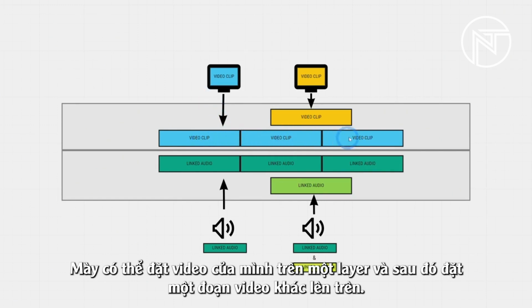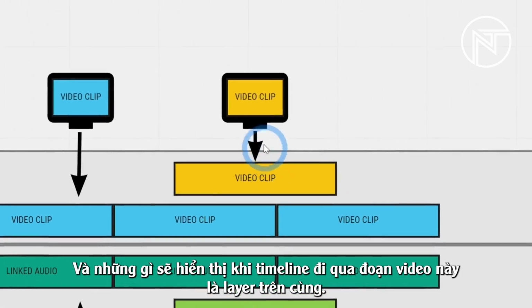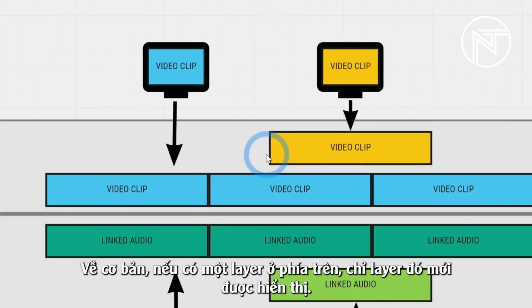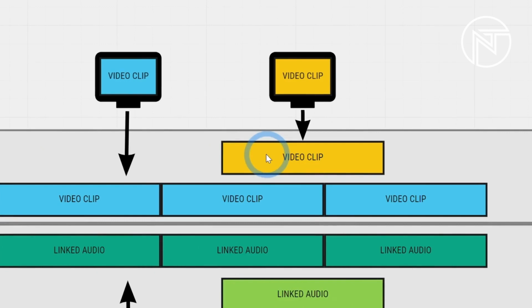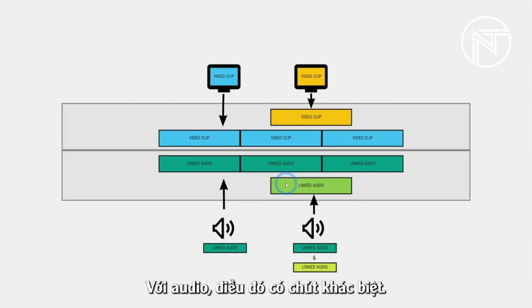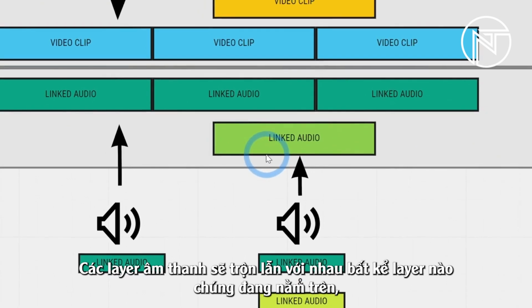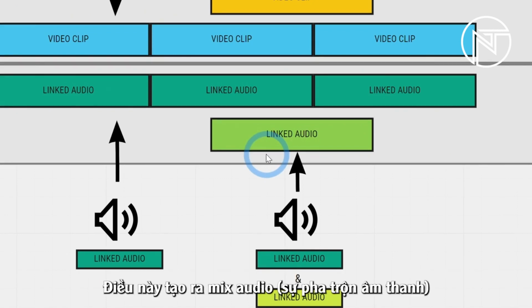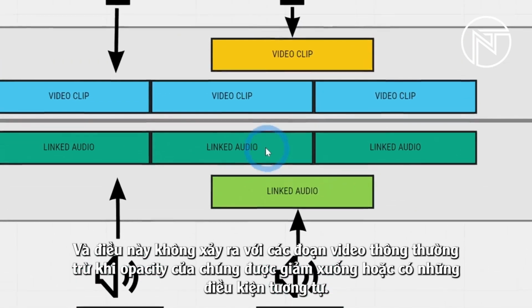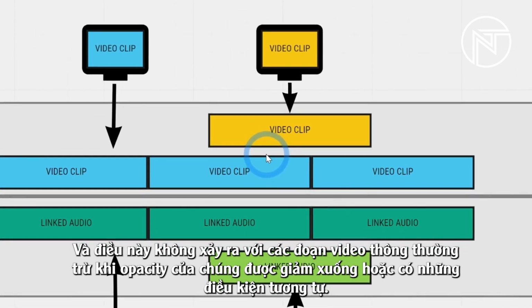You can have your video on one layer and then have another clip on top of it. And what will show when the timeline is over this clip is the top clip. So basically, if there is an upper layer, it only shows that layer. With audio, it's a little bit different. The audio layers mix together no matter what layer they're on. And so you can hear multiple different layers all at the same time, and that's actually what creates your audio mix. And that doesn't really happen with normal video clips unless their transparency is turned down or something like that.